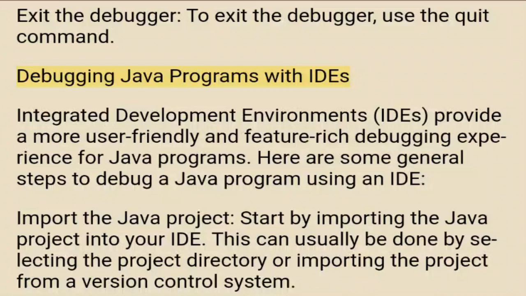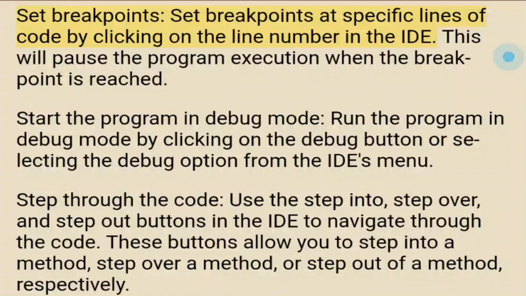Debugging Java programs with IDEs. Integrated development environments (IDEs) provide a more user-friendly and feature-rich debugging experience for Java programs. Here are some general steps to debug a Java program using an IDE. Import the Java project. Start by importing the Java project into your IDE. This can usually be done by selecting the project directory or importing the project from a version control system. Set breakpoints. Set breakpoints at specific lines of code by clicking on the line number in the IDE. This will pause the program execution when the breakpoint is reached.